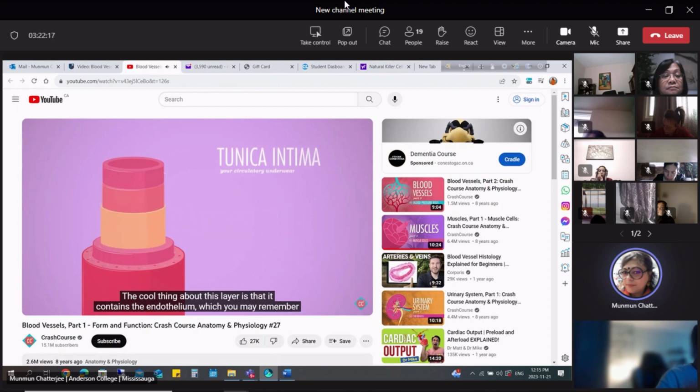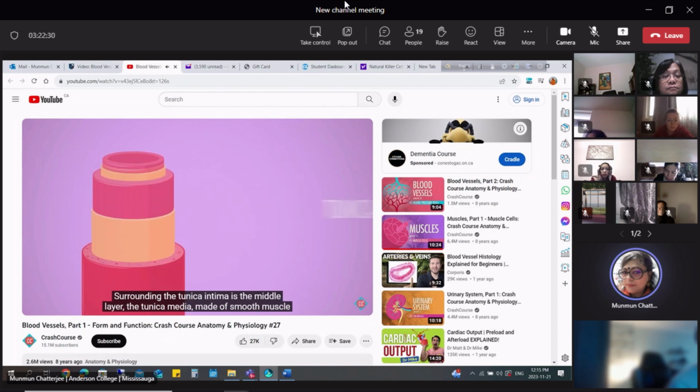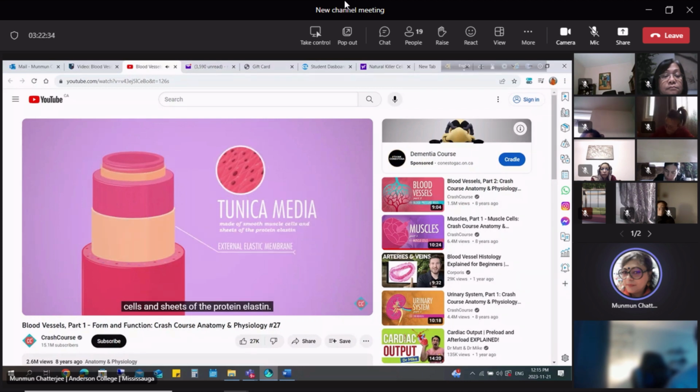The cool thing about this layer is that it contains the endothelium, which you may remember is made up of simple squamous epithelium tissue and is continuous with the lining of the heart. These cells form a slick surface that helps the blood move without friction. Surrounding the tunica intima is the middle layer, the tunica media, which is made of smooth muscle cells and sheets of the protein elastin.